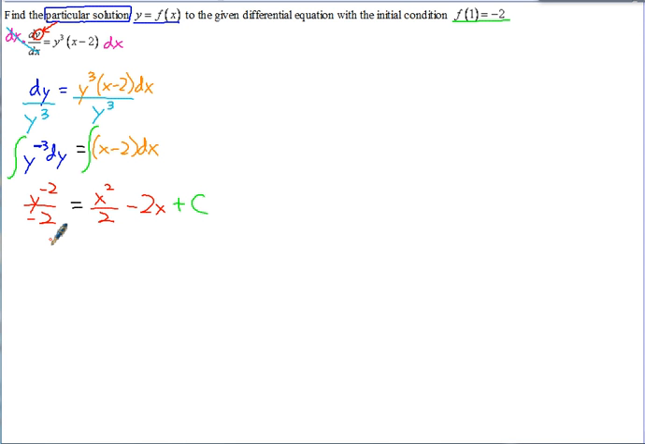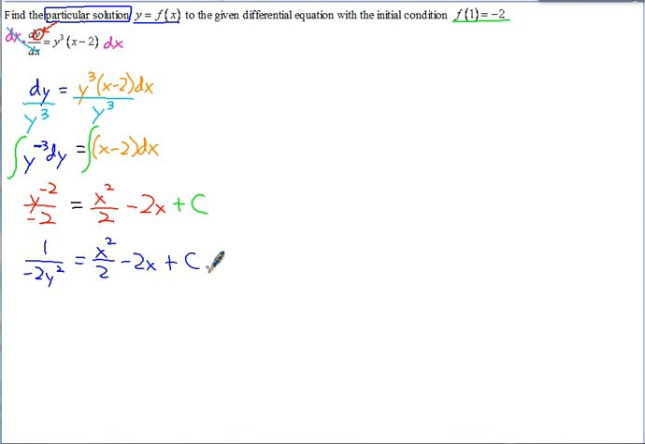So next, after you find the answer and integrate both sides, let's make it as simple as possible to work with. The right side's simplified all the way, but on the left side we have that negative exponent, so let's go ahead and rewrite that. It's the same as 1 over -2y squared. Just bring that y to the -2 down in the denominator, equals x squared over 2 minus 2x plus c. So that's what's called the general solution.